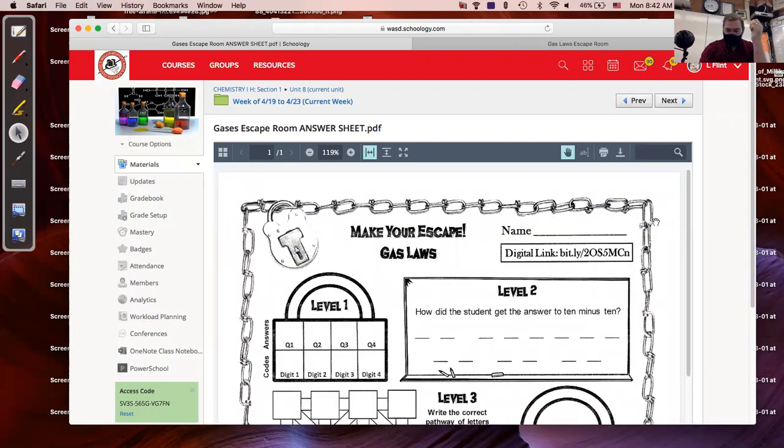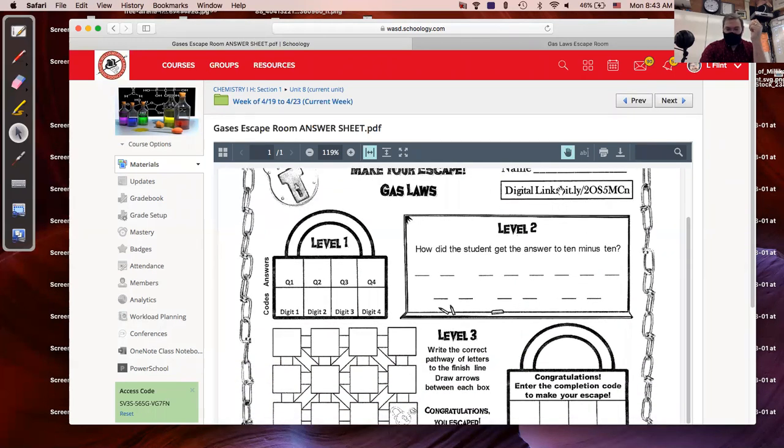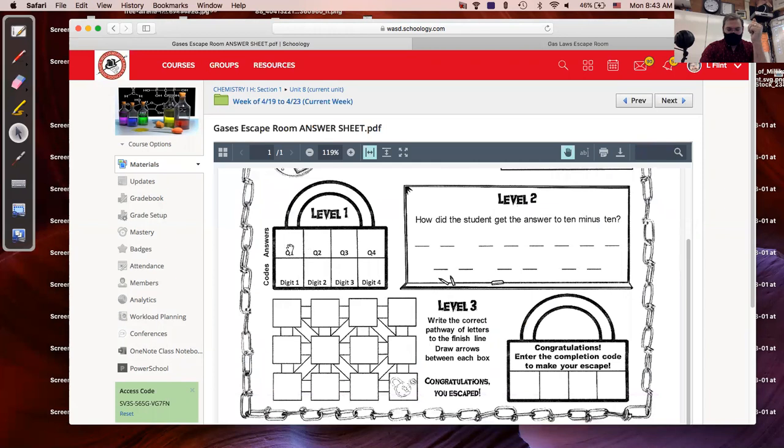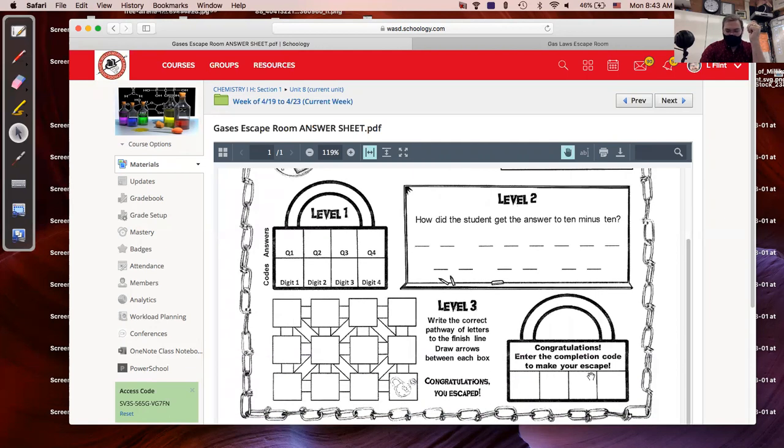This is the link. I put the link in the plan for the week to the page that unlocks the code for you. Level 1 is what students are doing in class today. Level 2 and 3 we actually did on Friday. Once you get levels 1, 2, and 3 done in this digital link, that's where you put your answers, and it'll give you a completion code.